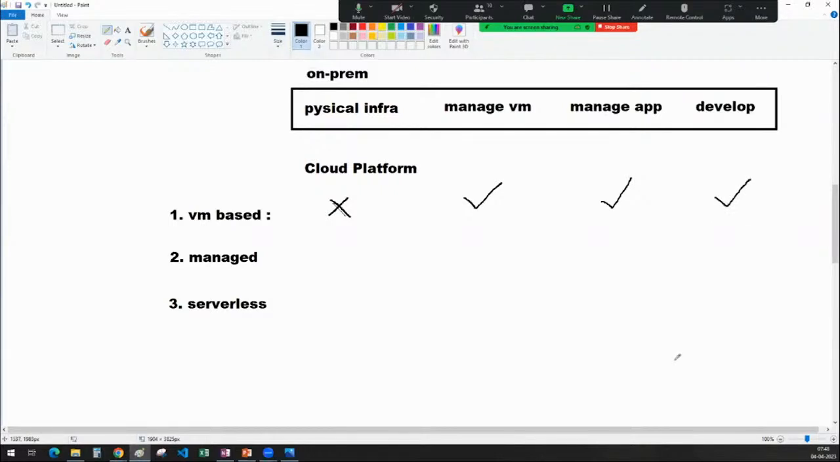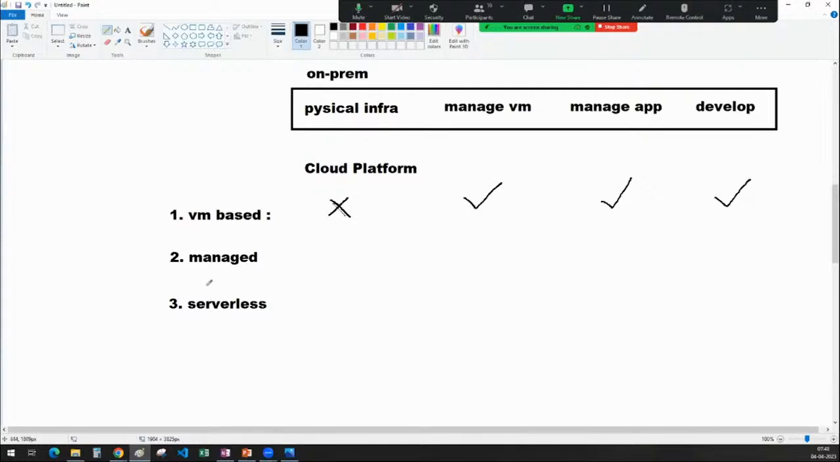VM based services are hosted, people also call it hosted, guys. VM based are hosted services. In this one, you need not manage the infrastructure, because the infrastructure will be provided to you in the form of a virtual machine. After that, managing the virtual machine, managing the application, and developing a solution is on you. But who will be taking care of the physical architecture? The cloud platform will be taking care of it.